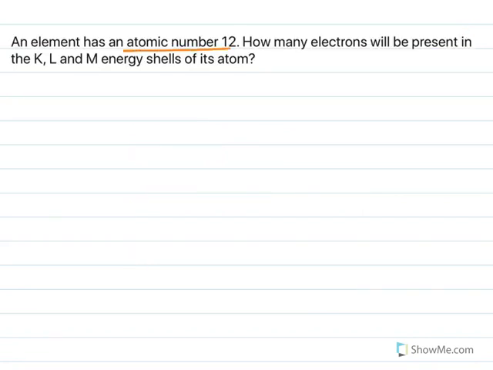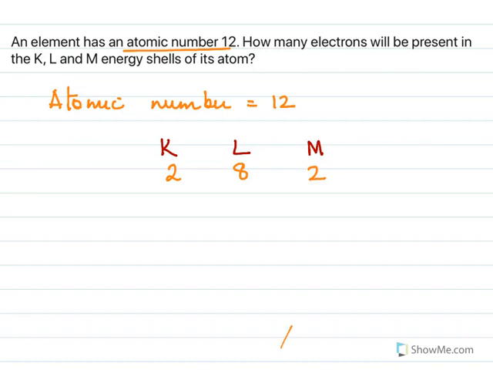An element has atomic number 12. How many electrons are present in K, L, and M energy shells? So atomic number 12. So we have the K, L, and the M shell. Let's distribute 2, 8, now we got 10 and 2. So let's add and see if it's right. 2 plus 8 plus 2 is 12, right? So that's correct. In the K shell there are 2, in the L shell there are 8, in M shell there are 2.